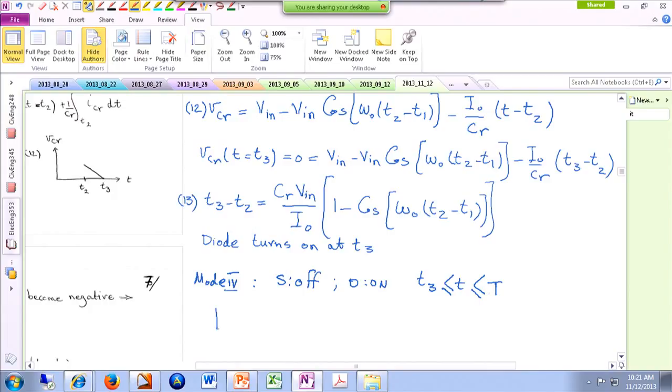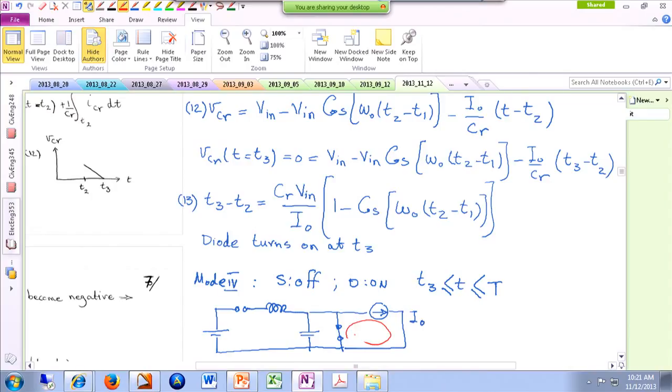So now your circuit diagram looks like this: a switch that is open. The resonating inductor is out of the picture, and the resonating cap is also out of the picture because the diode is on. All that is happening in this mode is the diode is acting like a freewheeling mechanism, and we had that in the classic buck converter as well. When you turn the switch open, the diode is on and the inductor current flows through the diode. And that's it. That's the end of this mode.